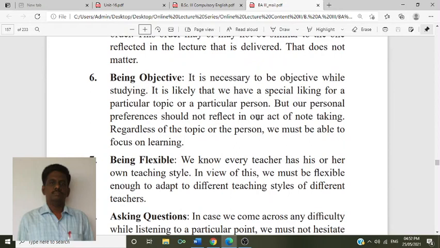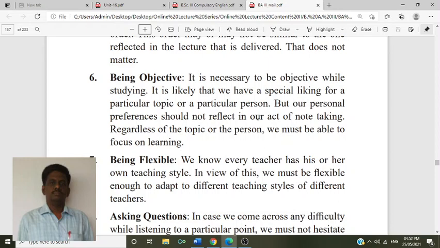Then being objective, this is also a very important point we discussed in the last session, that it is necessary to be objective while studying. Instead of relying on opinions and prejudices, we should be objective. We should think in a rational light, instead of a subjective understanding or subjective perception. We should be very objective. We should consider others' opinions and others' thoughts, and we should not apply the prejudices that we have in our mind regarding the speaker or the topic. So this is an important thing.